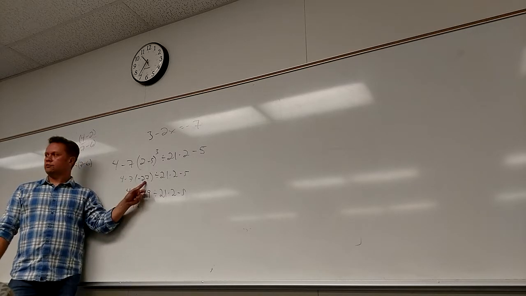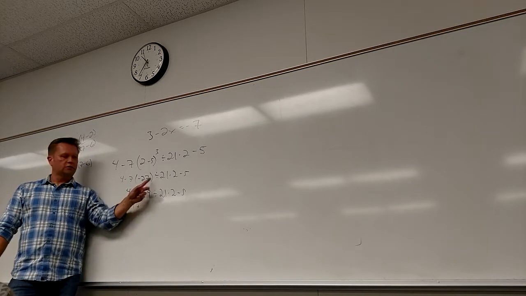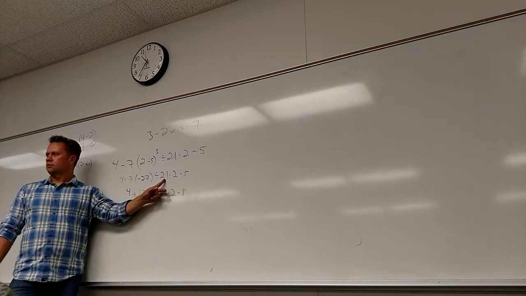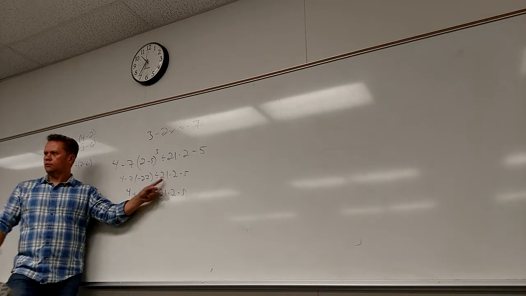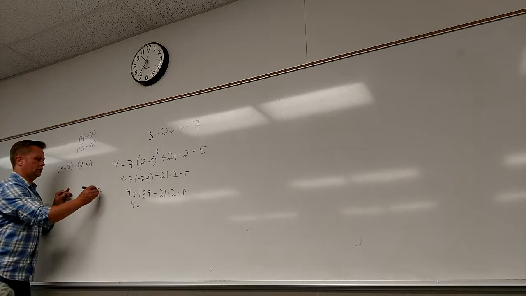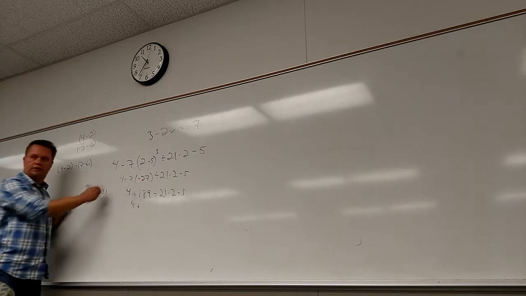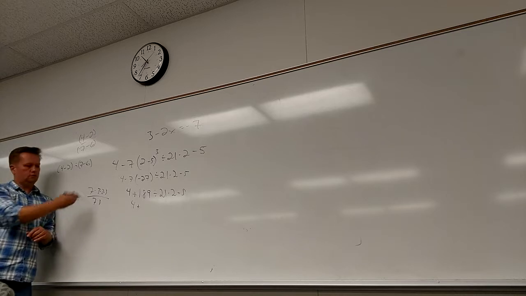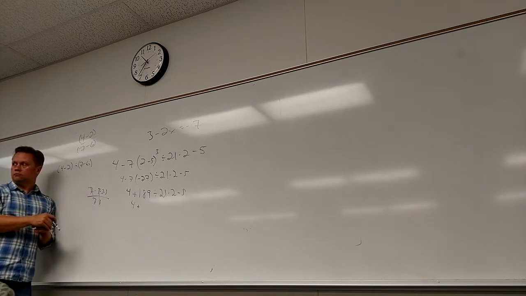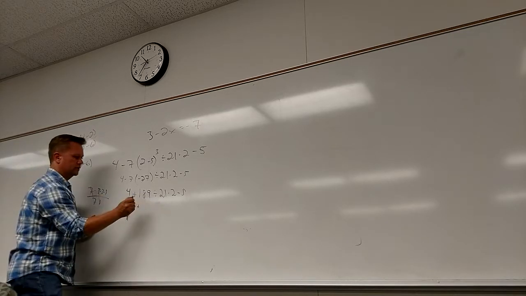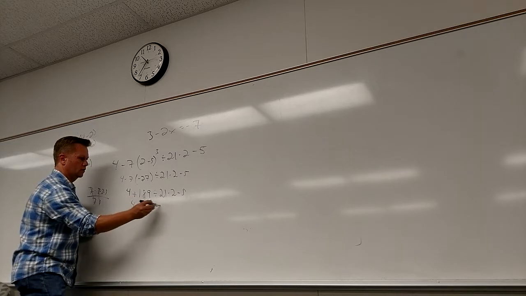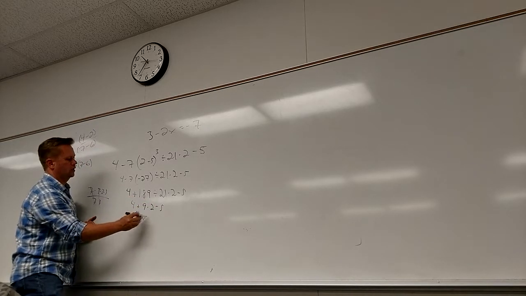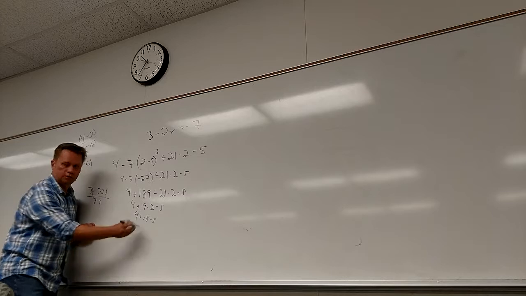7 times 3 times 3 times 3. It's cute. Divided by 7 times 3. That's 7 times 27, divided by 21, which is 7 times 3. 189 divided by 21 is 9. 9 times 2 is 18. 4 plus 20 is 27.